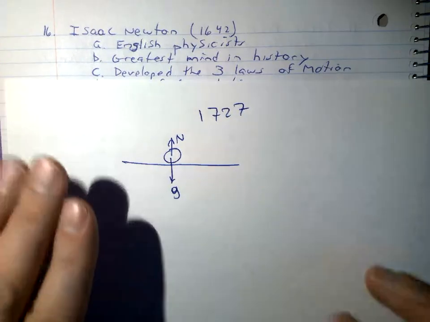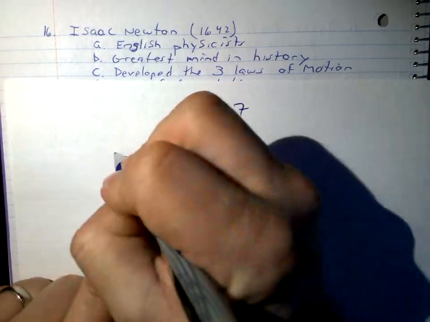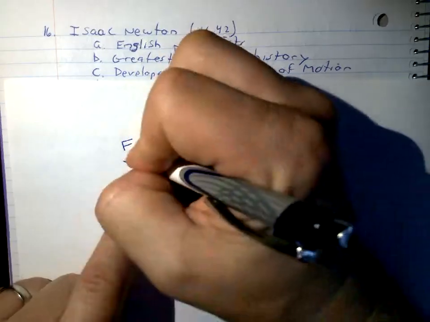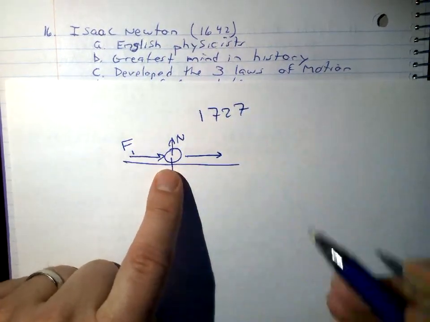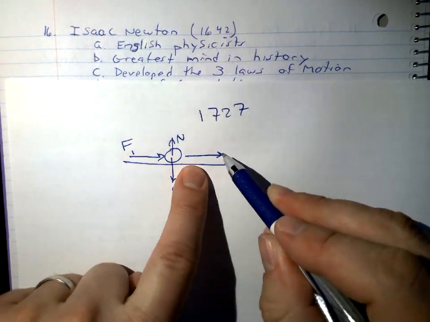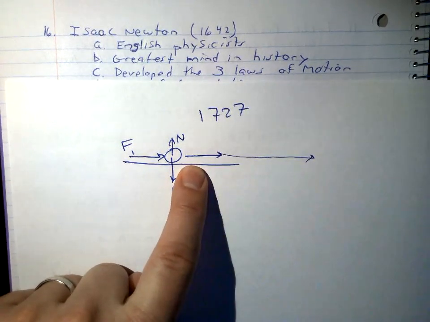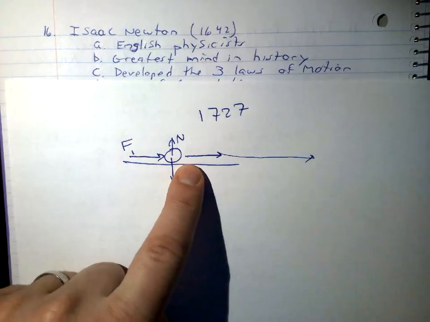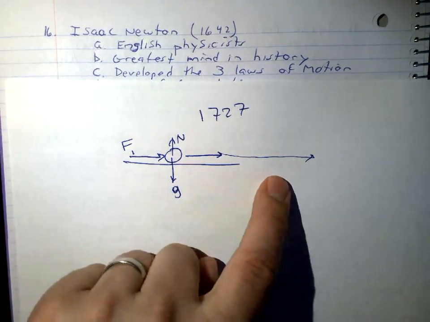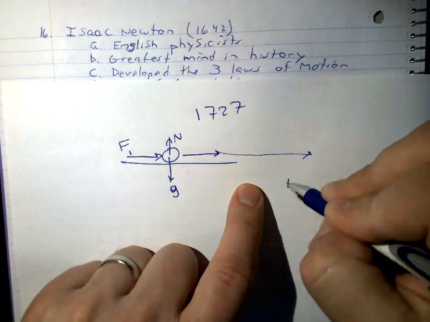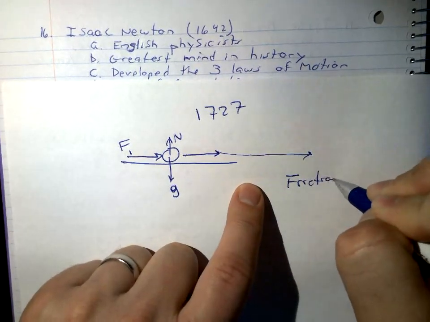Well, if I gave this thing a force in this direction, you know darn well that it's going to move this way. Where's it going to move? Well, it's going to move on forever. But in real life, practically, we know it's going to slow down because of friction.